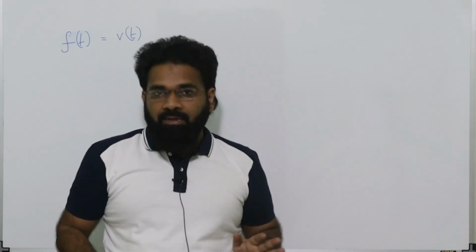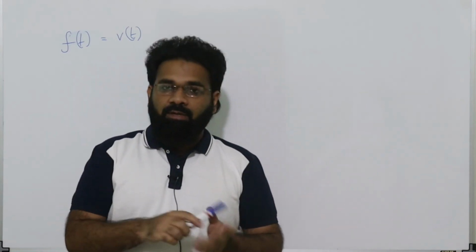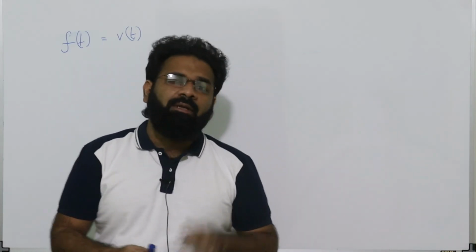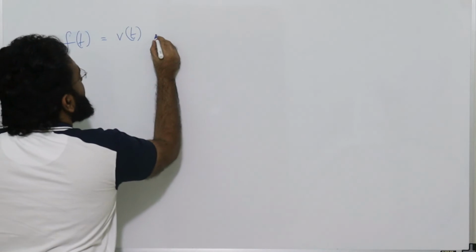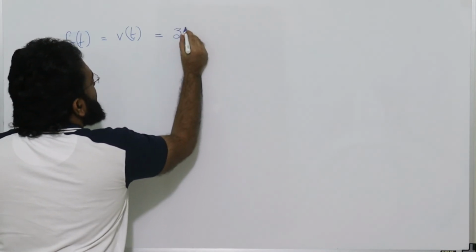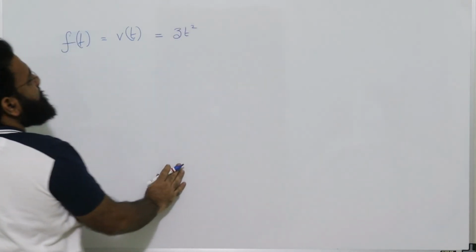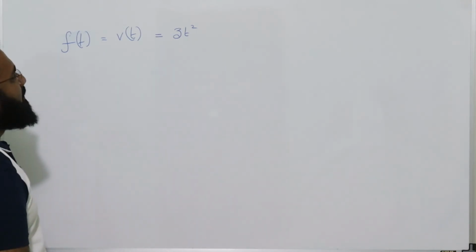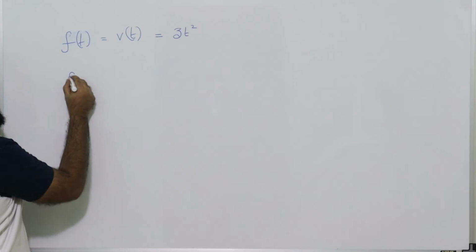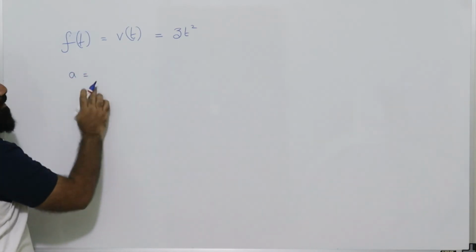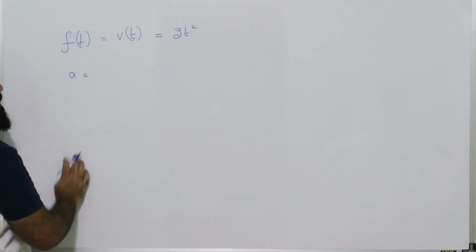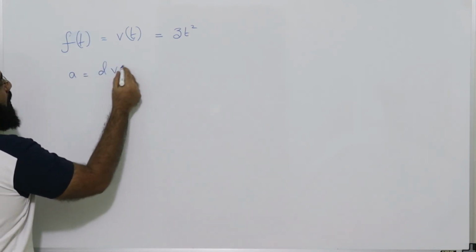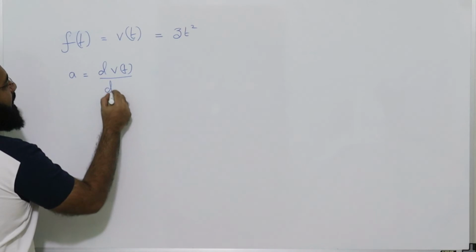Someone observed the vehicle or the object, took readings, spent a lot of time doing all the mathematical analysis, and came to know that this is nothing but 3t square. Then someone asks us to find the acceleration. Acceleration is equal to v2 minus v1 by t2 minus t1. We cannot do that here. What we will do is find the slope. So a is equal to d of v of t by dt.